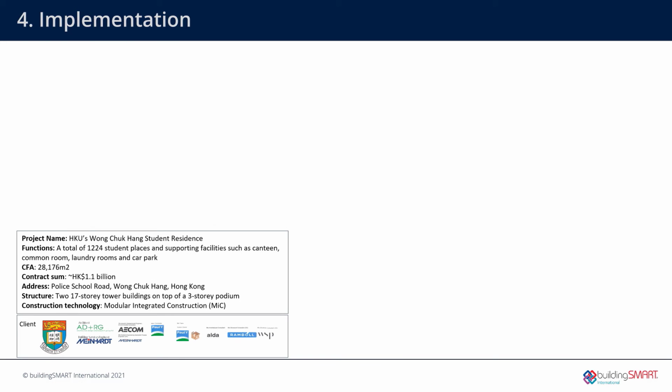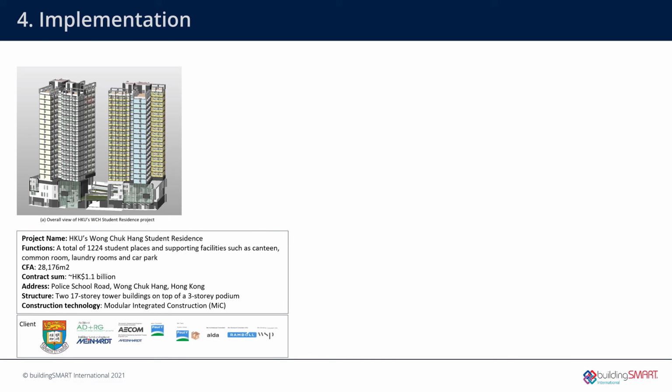We applied our solution to the HKU student residence project. This project is located at the Pokfulam Road, Hong Kong. It involves 1,224 student places and supporting facilities such as canteen, common room, laundry room, and car park. Besides, it adopts modular integrated construction technology.